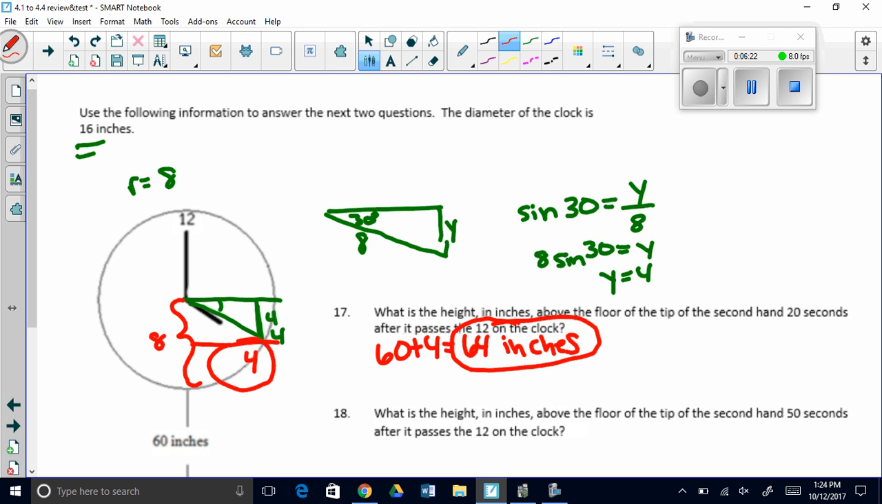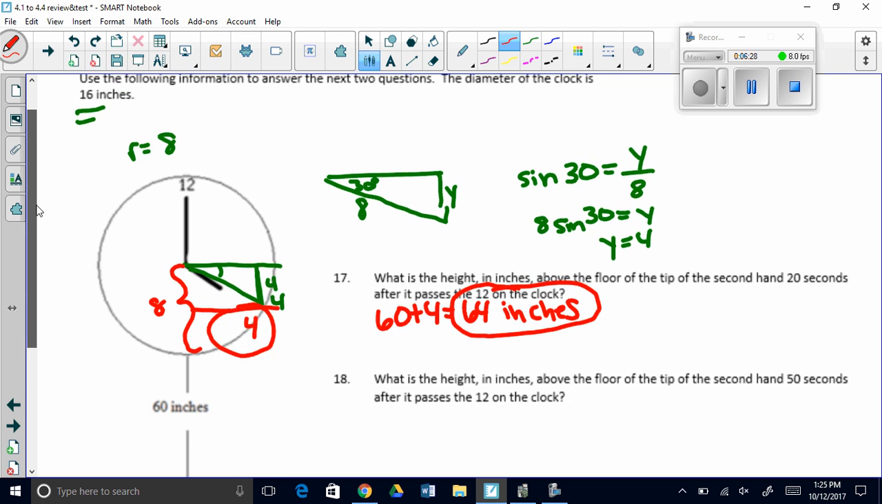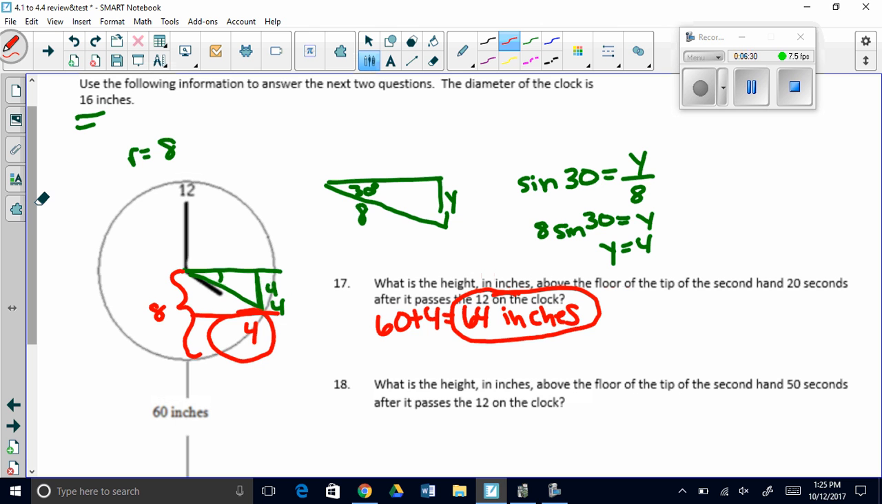Now, let's look at 18 for just a second. It says, what is the height in inches above the floor at the 50-second mark? So we know 50 seconds is where the 10 is on the clock. And lo and behold, that's also a 30-degree angle. So it's going to be the exact same y value of 4.